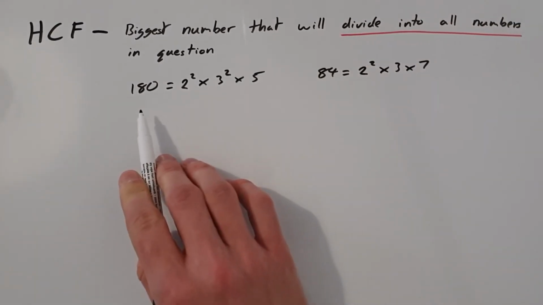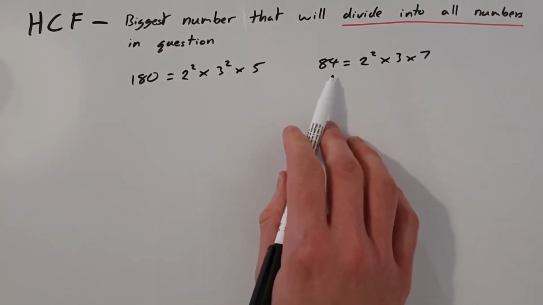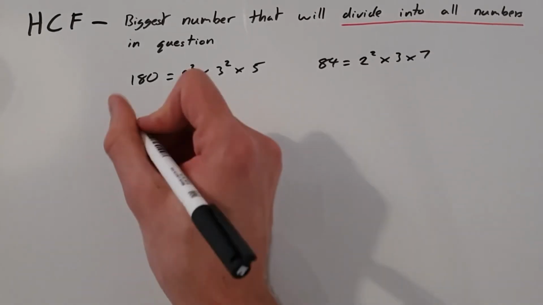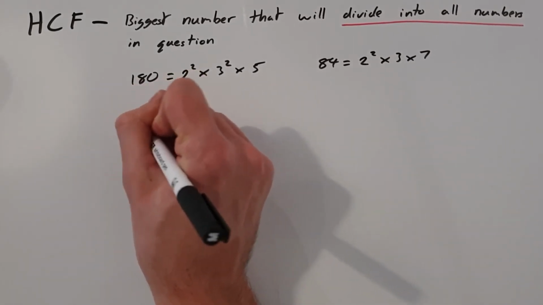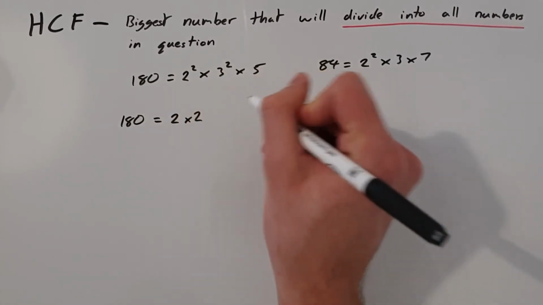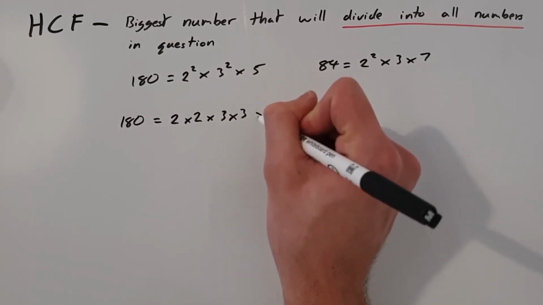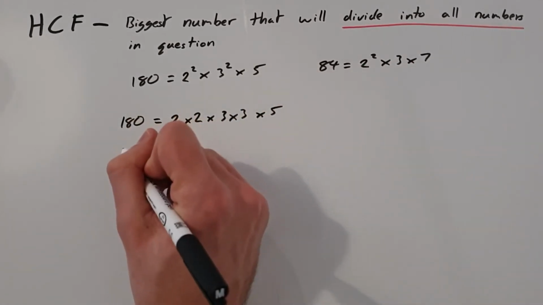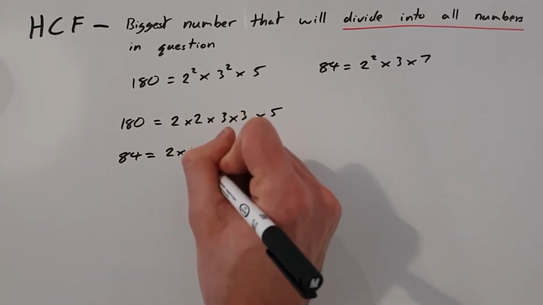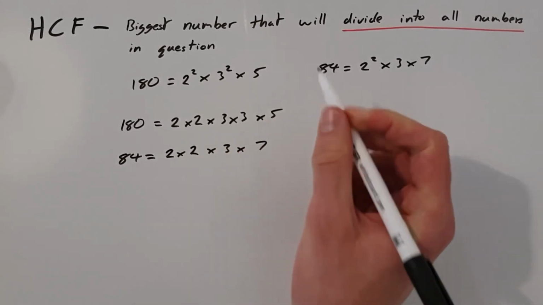So if you're asked to find the highest common factor of these two numbers and we know its prime factors, the first step is exactly the same as the lowest common multiple. We need to write this out in full. So let's do that. We have 180 equals 2 squared, so 2 times 2, times 3 squared, which is just 3 times 3, times 5. And 84 is 2 squared, so 2 times 2, times 3, times 7.